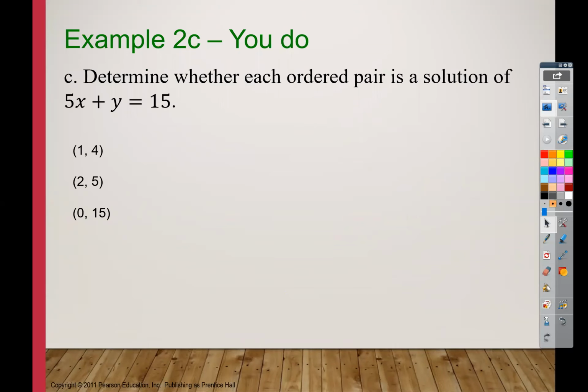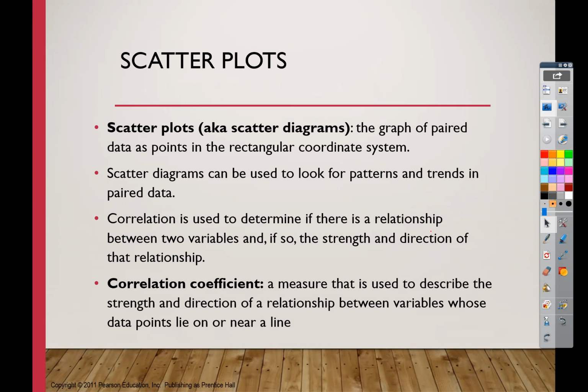Now you do this one for each of these pairs. Determine whether each ordered pair is a solution. So this would be number 1, number 2, number 3. Go ahead and pause it and work it out. Your answers should be no for number 1 and yes for numbers 2 and 3.